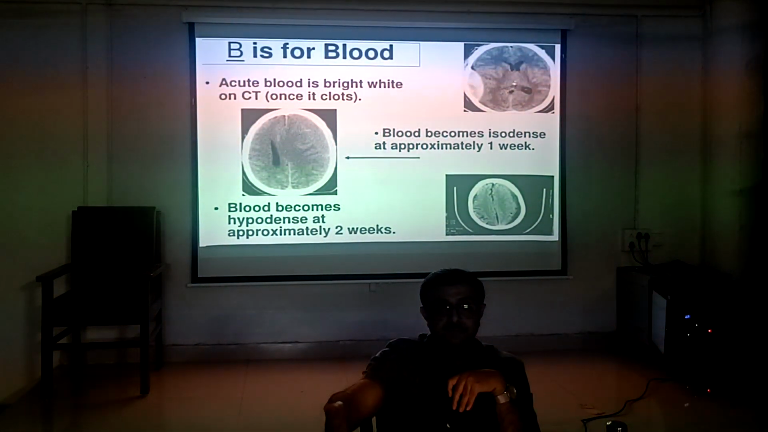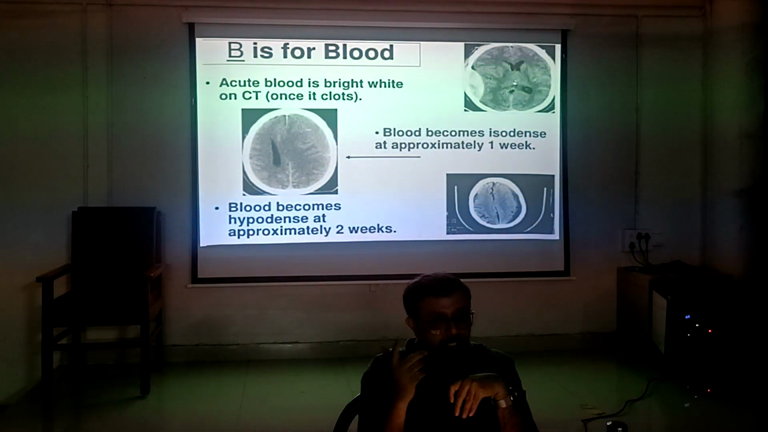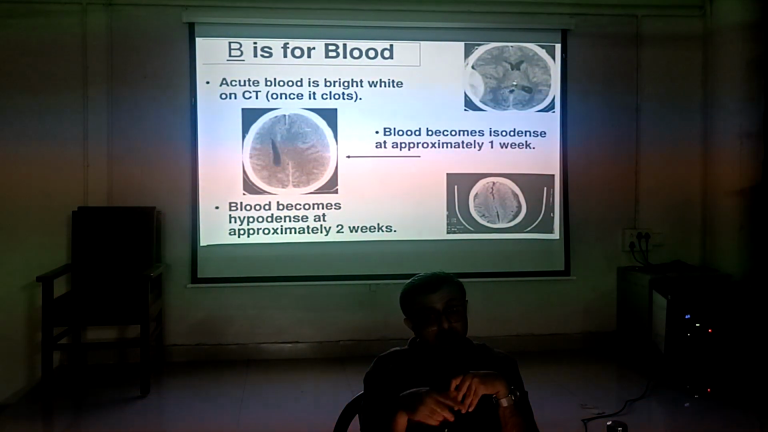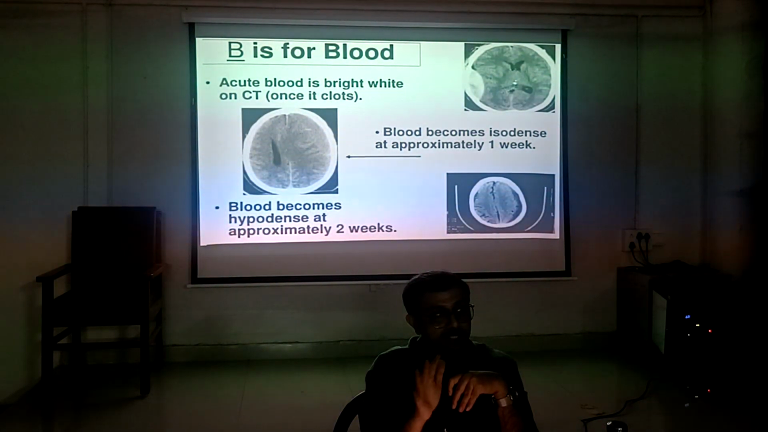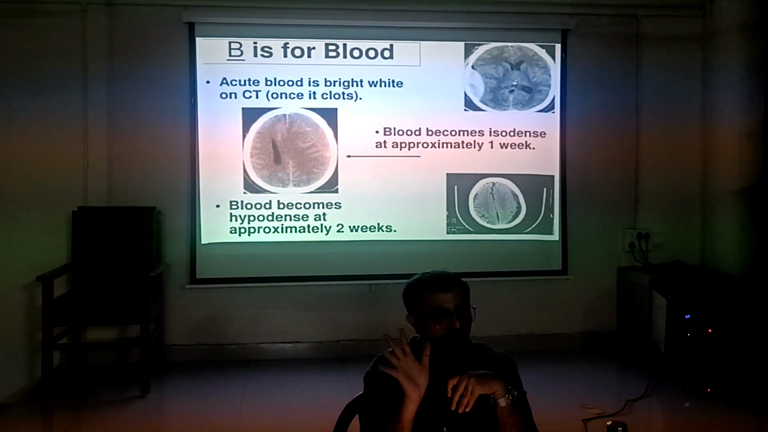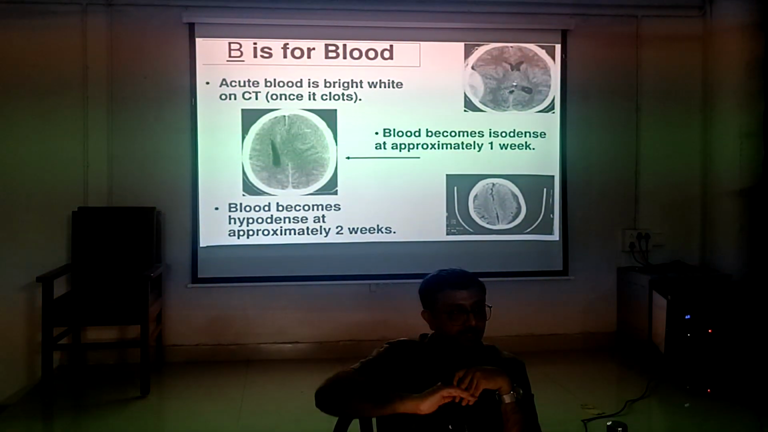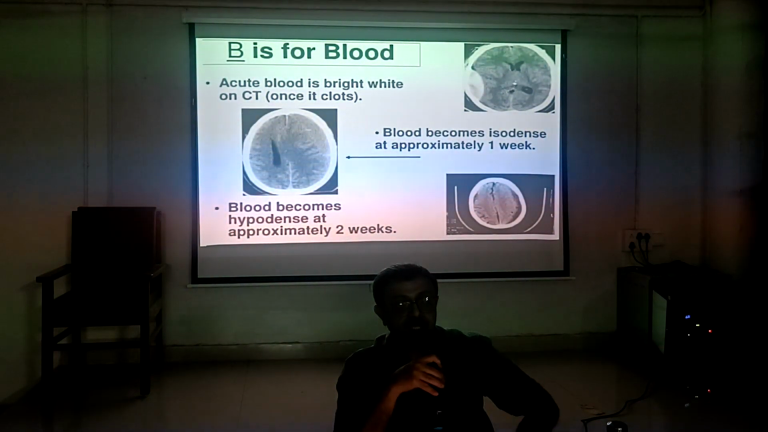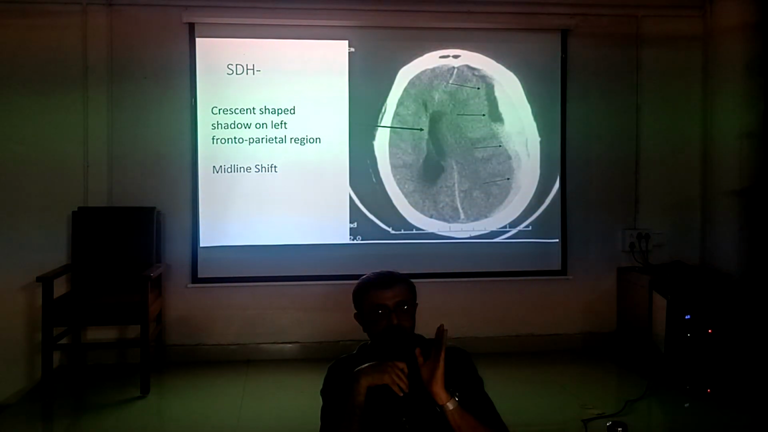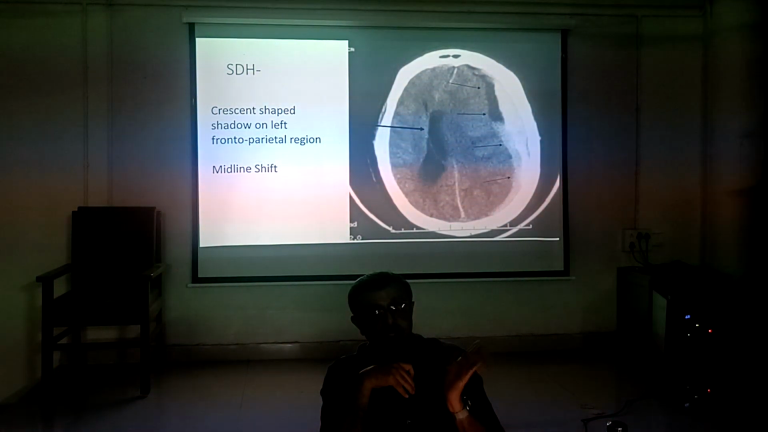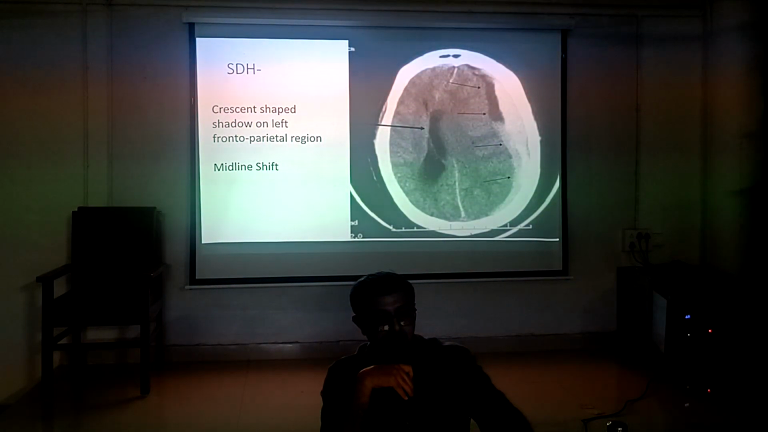Which is more dangerous? EDH. Why? Because it compresses the brain earlier. SDH does not compress earlier because it has a large space to spread. Okay, the lens or biconvex shape is an EDH and the crescent shape is an SDH.